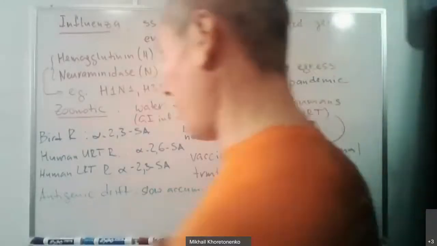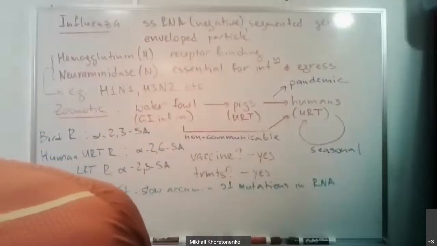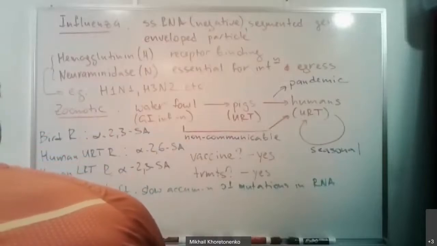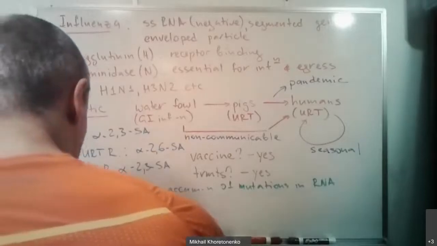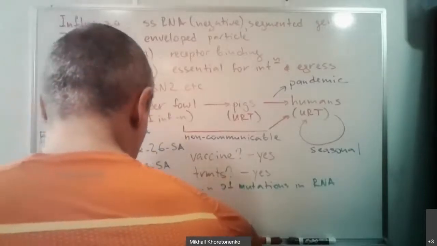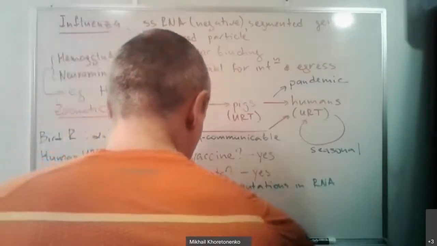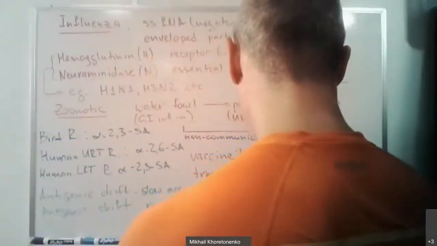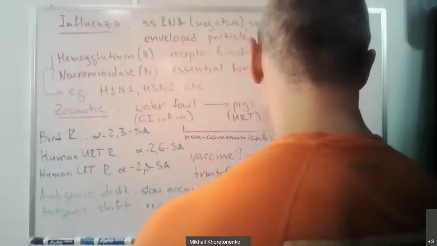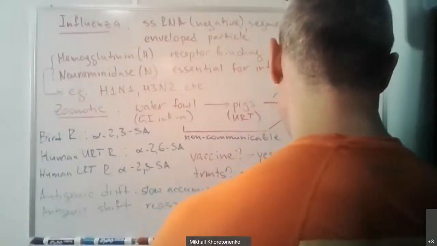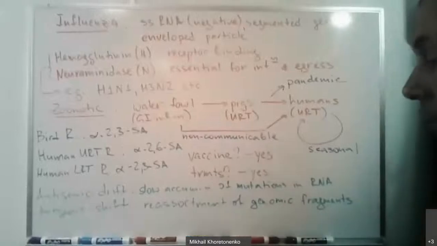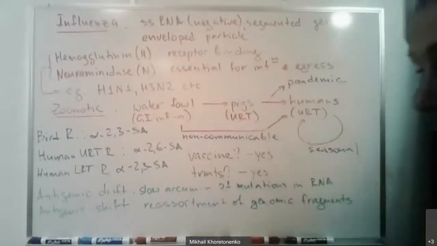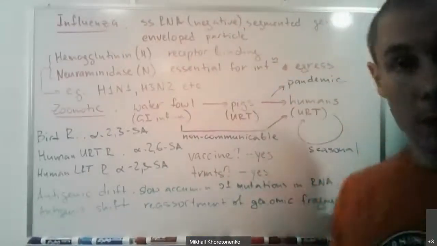Now, another phenomenon is antigenic shift, which is basically reassortment of genomic fragments, okay? So remember I mentioned that influenza has a segmented genome.